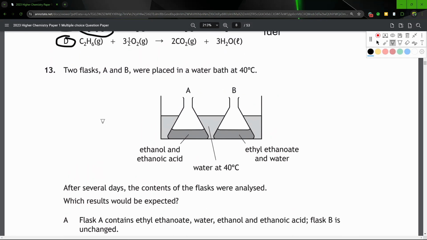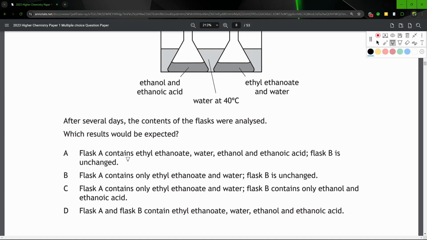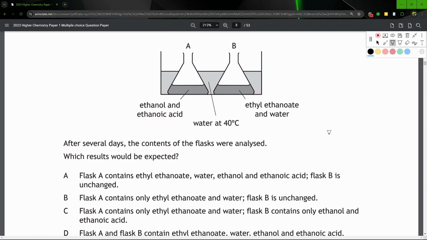Move on to 13. 2 flasks A and B were placed in a water bath at 40 degrees Celsius with ethanol and ethanoic acid and ethyl ethanoate and water. After several days, the contents of the flasks were analysed. Which results would be expected? So flask A contained ethyl ethanoate, water, ethanol and ethanoic acid. Flask B is unchanged. And then so on, with all different combinations.